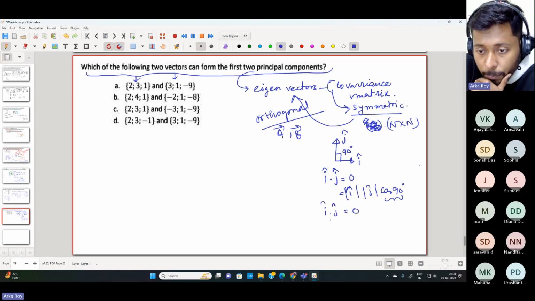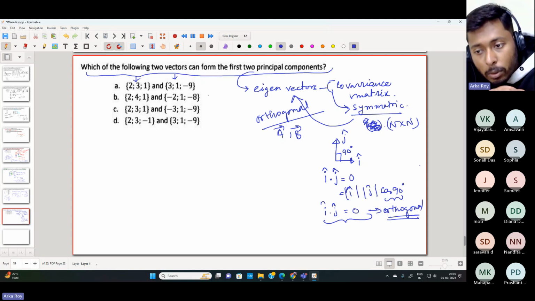So you can see the dot product between two vectors should be 0 to ensure that the vectors are orthogonal to each other, right? So you have to check whether the dot products are 0 or not.